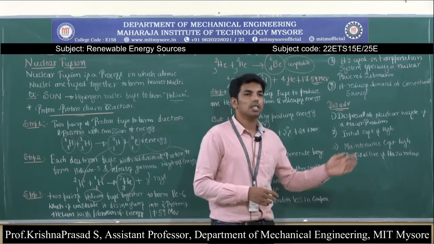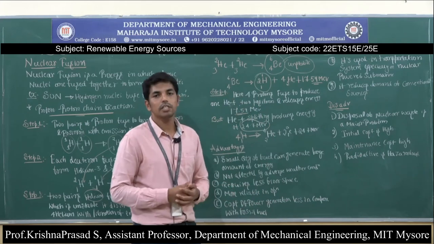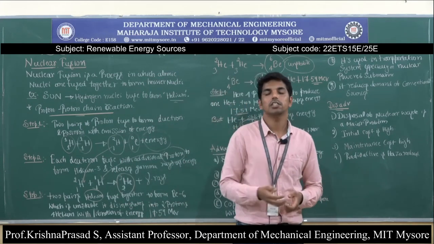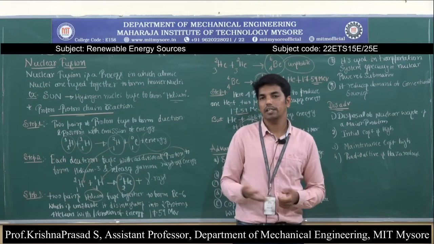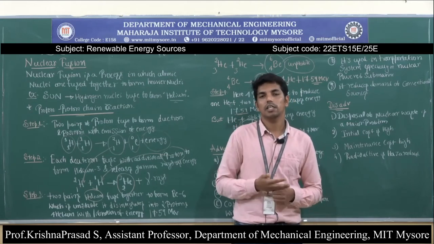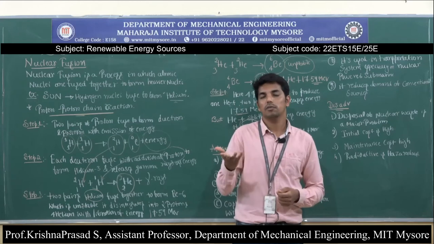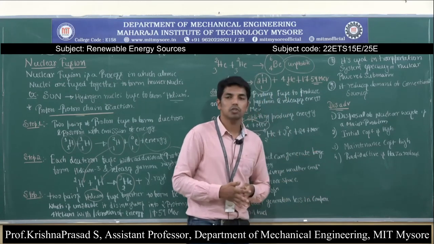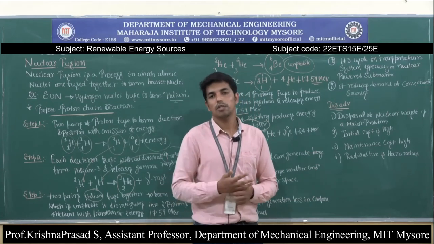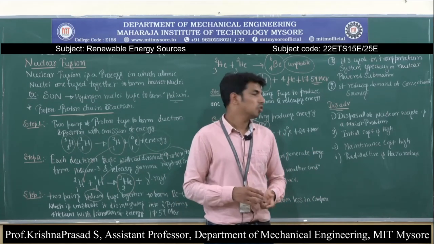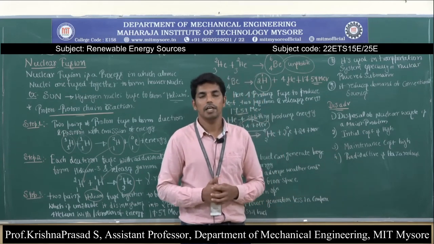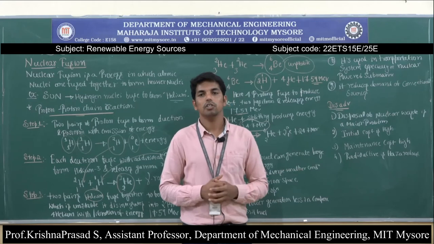And the maintenance cost is very high, because in the case of a nuclear fission chain reaction, whenever the chain reaction is initiated, it should be controlled at a steady rate. Otherwise the chain reaction will continue uncontrolled and it will have an effect. So in order to avoid that, we need to use a moderator to control the nuclear fission chain reaction. So the maintenance cost is very high in the case of nuclear energy. So this is regarding nuclear energy.